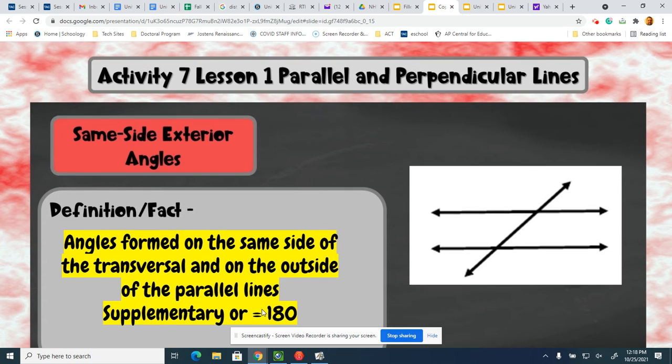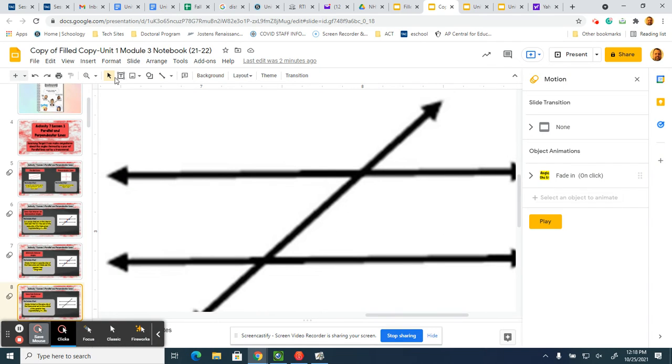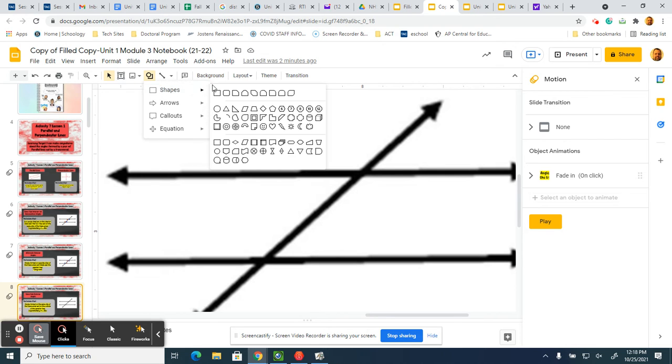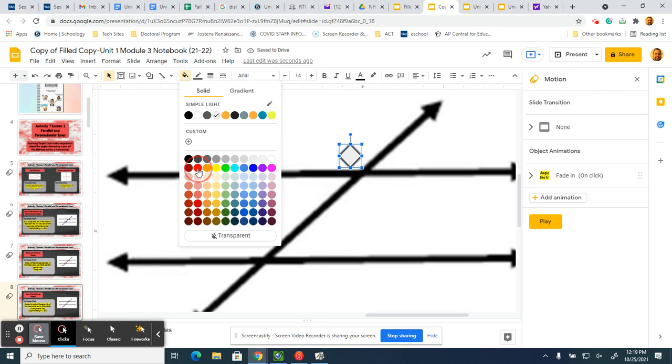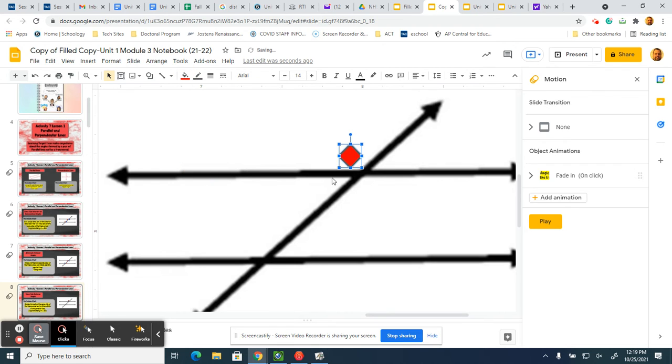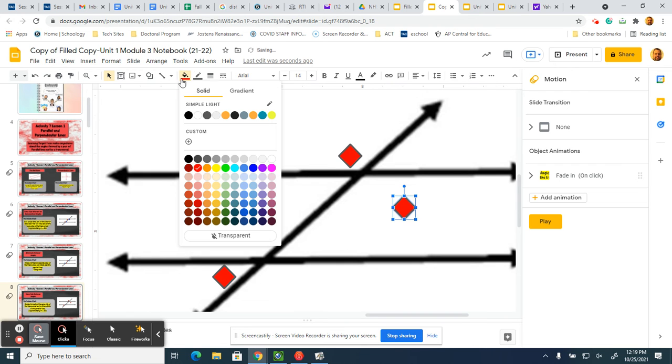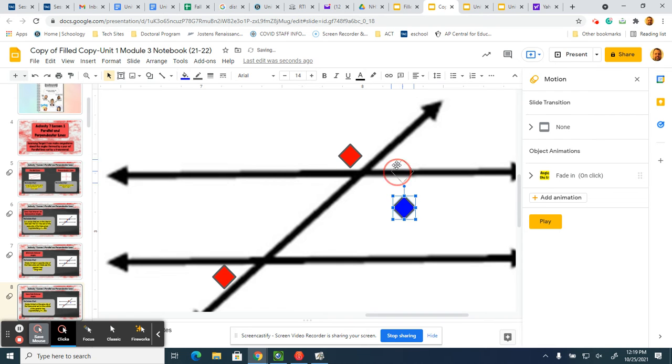Let's put some symbols in the right place here. Let's use this diamond shape. So now I'm on the outside of the parallel lines, but they are same side. So the other one's going to go right here. So these are same side exterior angles. Then I have another pair the same way we've been doing the other ones.